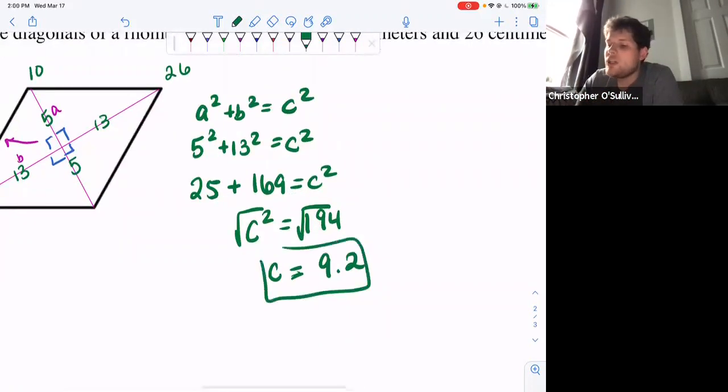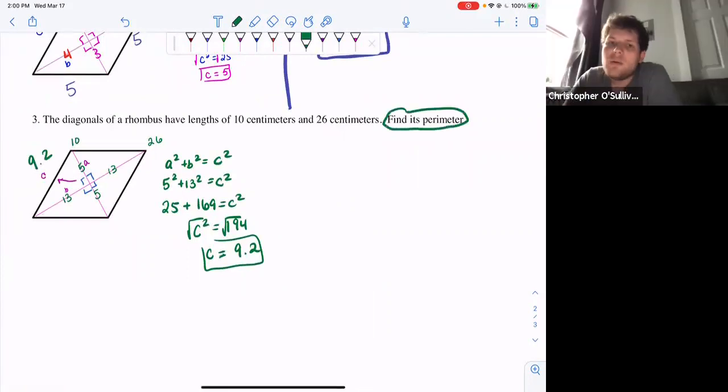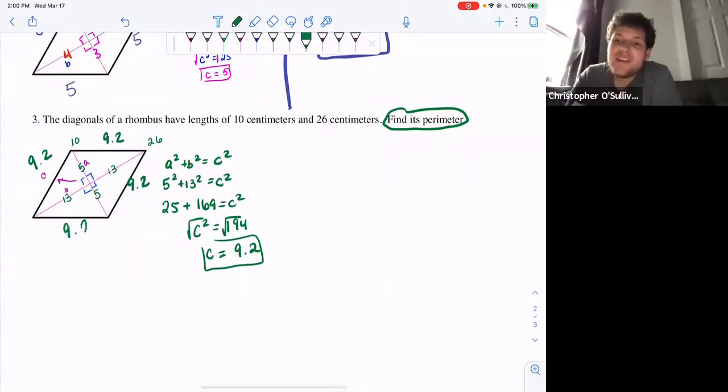So Miss C, is 9.2 our final answer? Yes. Ladies, we were so close. 9.2 is our side length. We want to find our perimeter. So I thought you were changing it up. I know, you never know. You never know when we change it up.